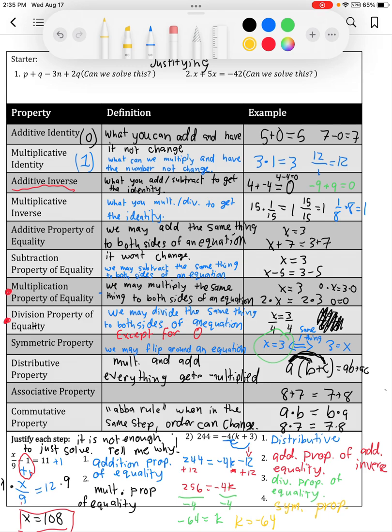Like I said, this is the level 4 skill. It is tricky to match the property to what you are doing. So make sure that you learn these properties really, really well so that when you start to use them, you have access to them in your brains. As always, let me know if you've got questions.